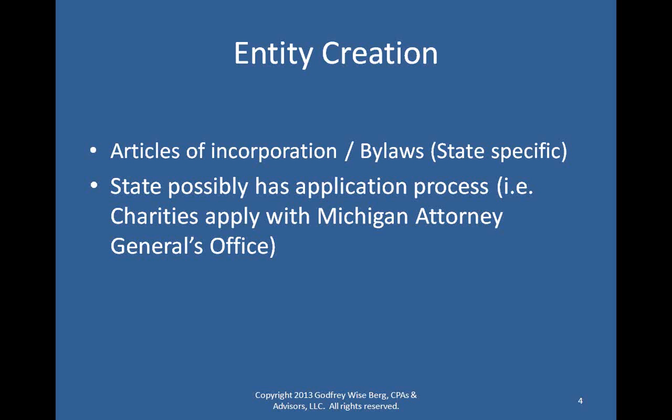Now, in addition, your state may possibly have an application process in addition to the Articles of Incorporation. In Michigan, charities need to apply with the Michigan Attorney General's office for a license to solicit, is what Michigan calls it. So please check with your particular state to see if there are any requirements there that need to be fulfilled also.